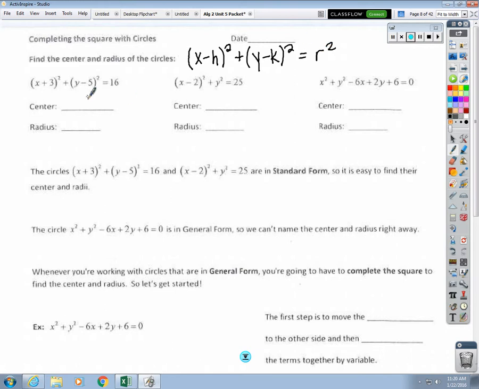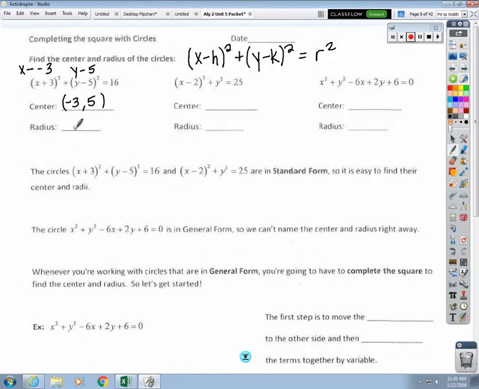Okay, so let's try that. For this particular circle, what is the center? Okay, now, the reason it's a negative 3 is because think about it. If the formula is x minus, the only way they would have gotten this positive is to plug in a negative 3 for h. And then over here, the formula is y minus, so if it's y minus 5, they just plugged in a positive 5.